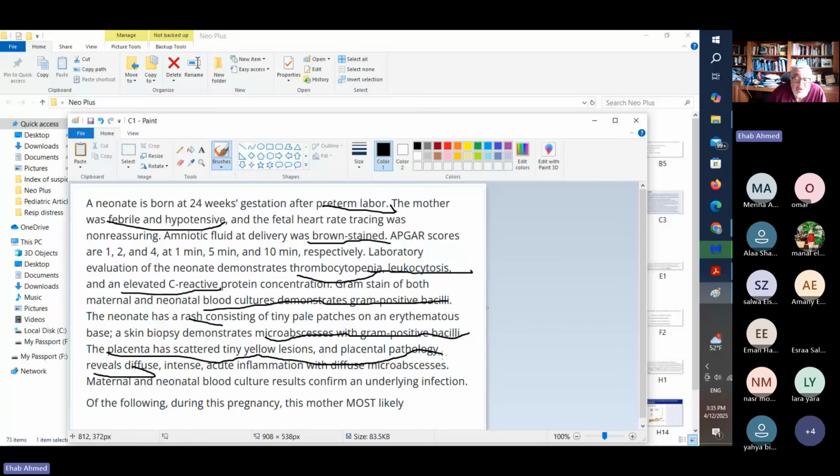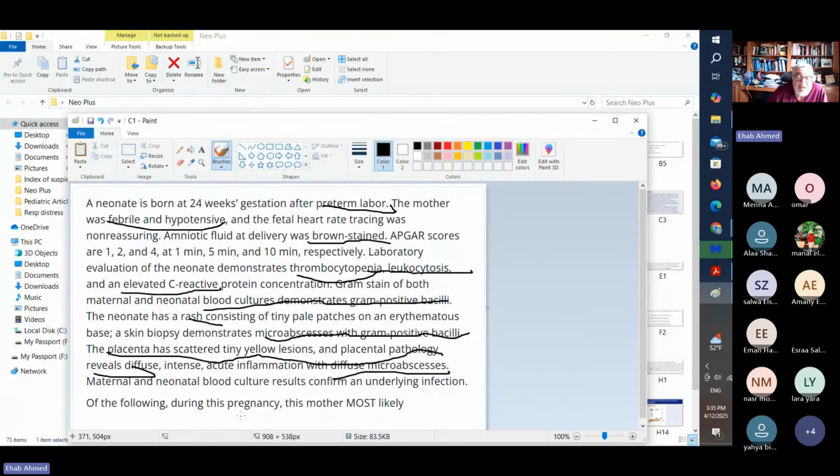Okay, this is not a good practice. There was diffuse intense inflammation with diffuse microabscesses. Maternal and neonatal blood culture results confirm underlying infection.